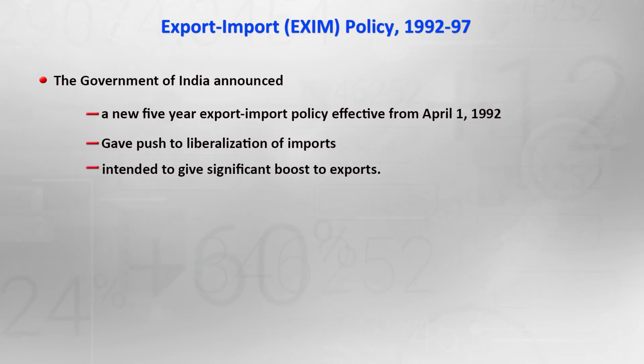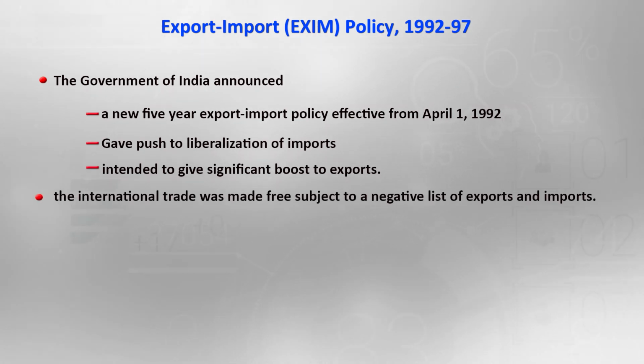The Government of India announced a new 5-year export import policy, effective from April 1, 1992, and this 5-year policy is termed the import export policy or EXIM policy. The 5-year period was 1992 to 97, and it specially gave a push to liberalization of imports and was intended to give a significant boost to exports, and international trade was made free subject to a negative list of exports and imports.